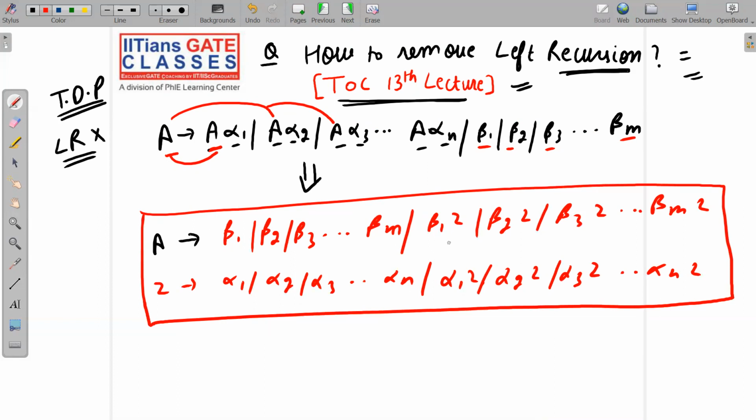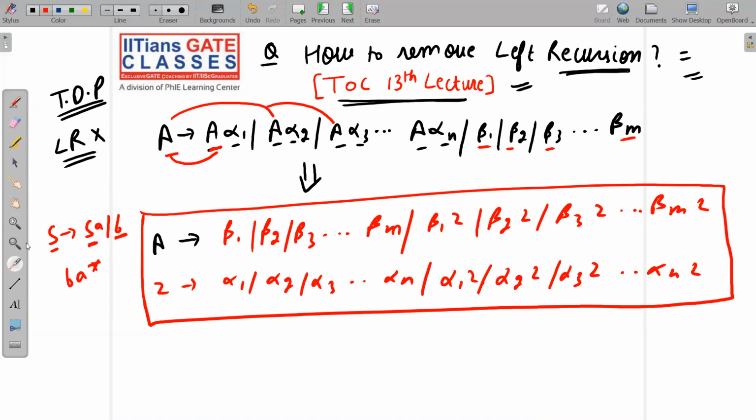Okay, let me give you a very small hint. For example, if I say S implies S A or B, how will we remove left recursion? See, here we have left recursion. Our main concern is how to get rid of this S from here. What will be the language? The language will be B A star, that means B followed by any number of A's. So in the language we have only a single B, BA, BAA, BAAA, and so on.